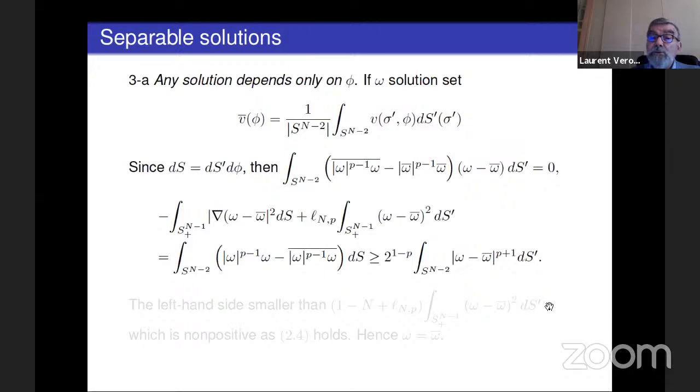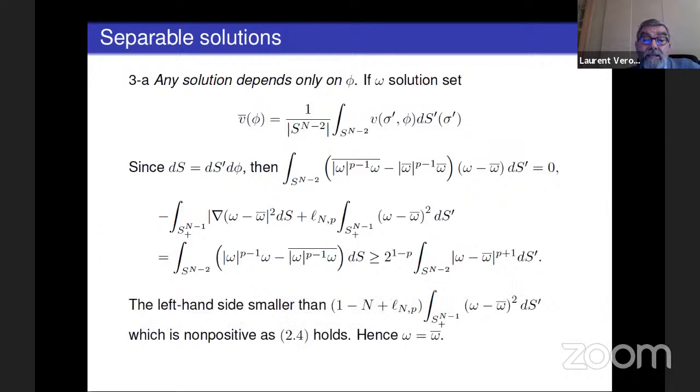So this is bigger than 2 to the 1 minus p times omega minus omega bar to the p minus 1. Now we have to analyze the first term. Actually, omega bar is a projection of omega onto the first eigenspace of the operator minus delta S prime in W1 to 0 of S n minus 1 plus. So the consequence is that the first term here is smaller than 1 minus n plus n minus. Okay, and I have these terms.